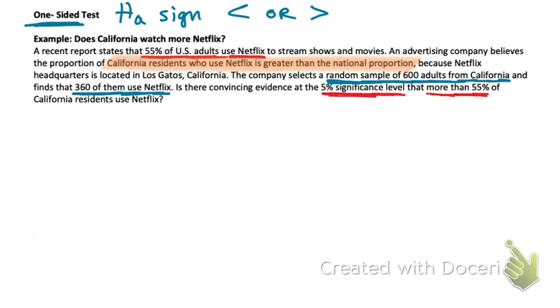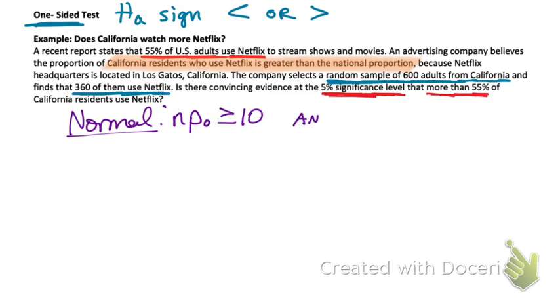All right, kids, normal. Now, for normal, we need to check n times p naught is greater than or equal to 10, and n times 1 minus p naught is greater than or equal to 10, all right? So we're going to use the claimed value of the population, the 0.55, for our p naught. So 600 is our sample size, 0.55.